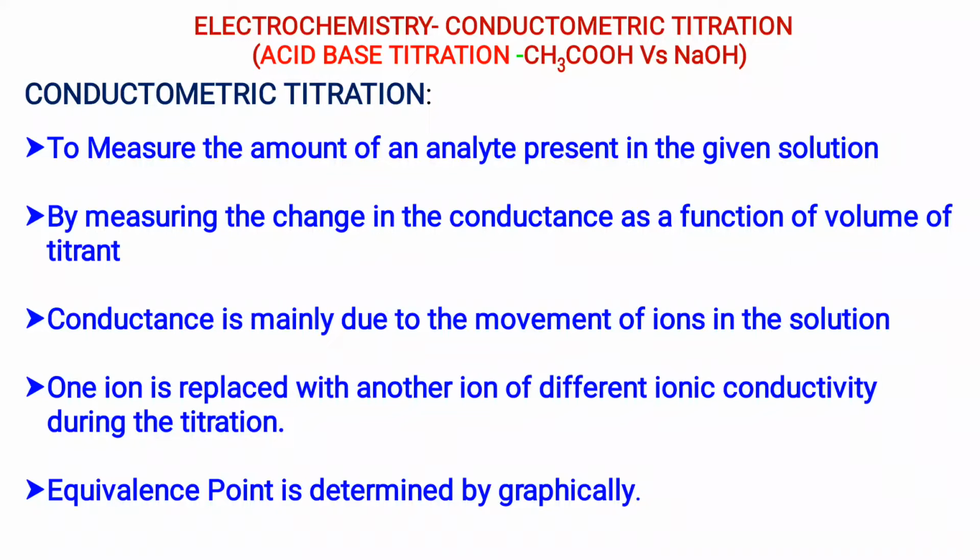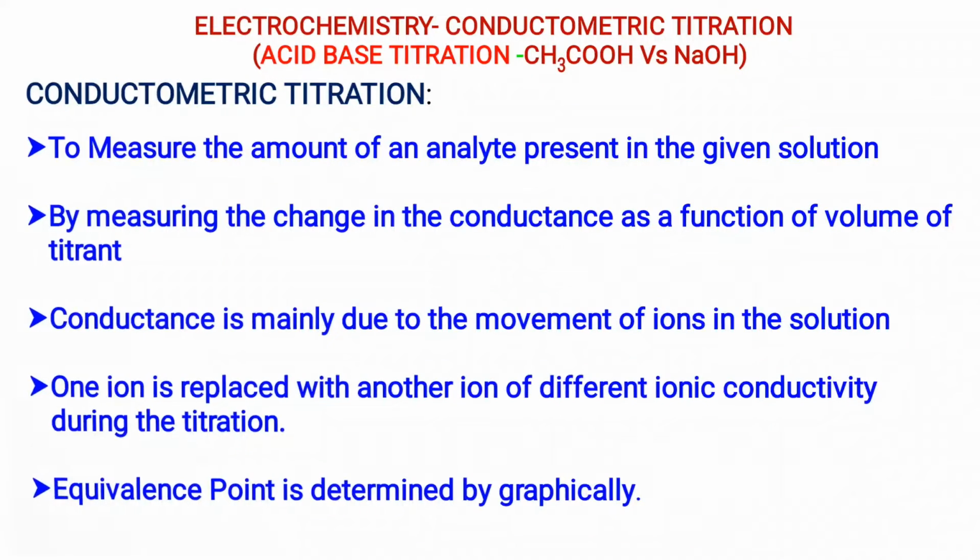Conductometric titration is a titration to measure the amount of analyte present in the given solution by measuring the change in the conductance as a function of volume of titrant. Conductance is mainly due to the movement of ions in the solution. One ion is replaced with another ion of different ionic conductivity during the titration. The equivalence point is determined graphically.